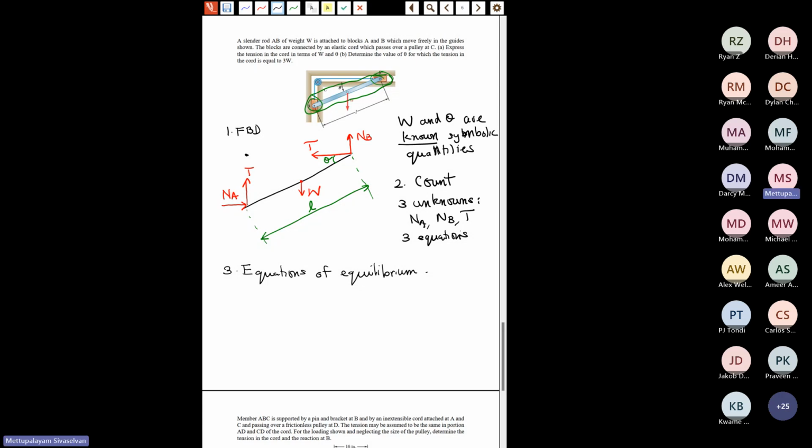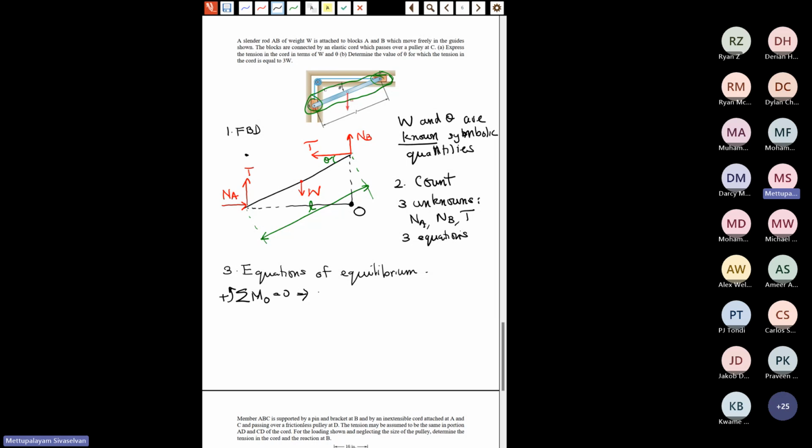Any other ideas? At the point of intersection of N sub A and N sub B, we'll call that O. If I sum the moments about O, that gets rid of both N sub A and N sub B, so I can solve for T directly. So let's just write that equation of equilibrium and then we'll stop.